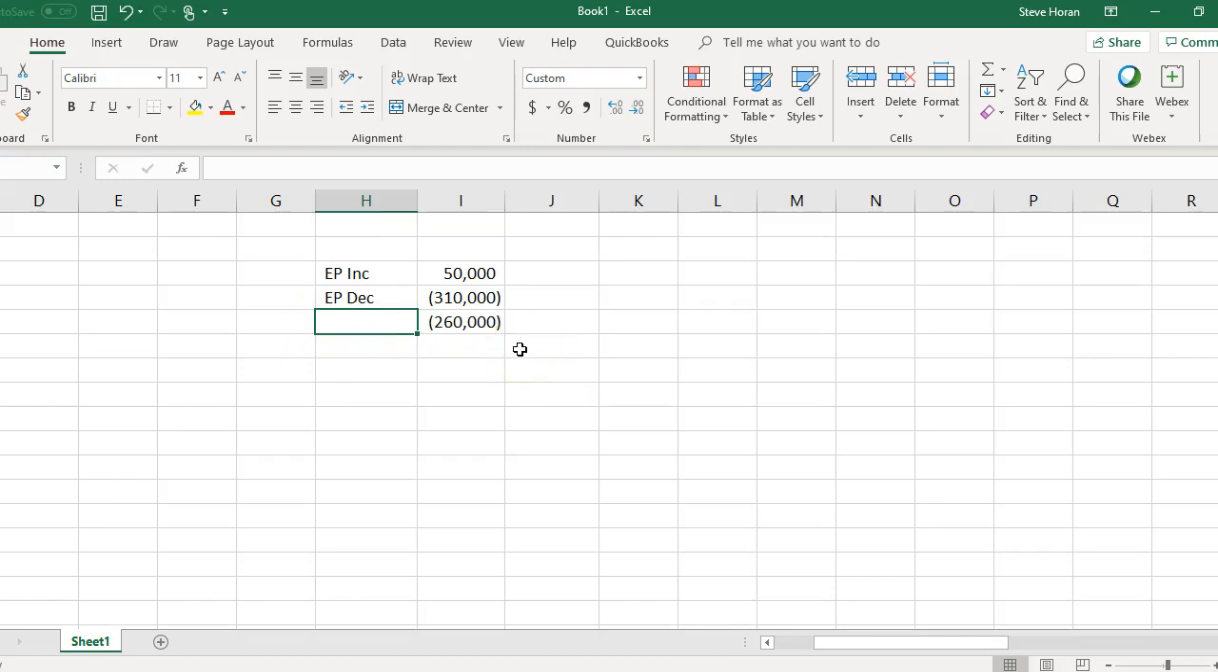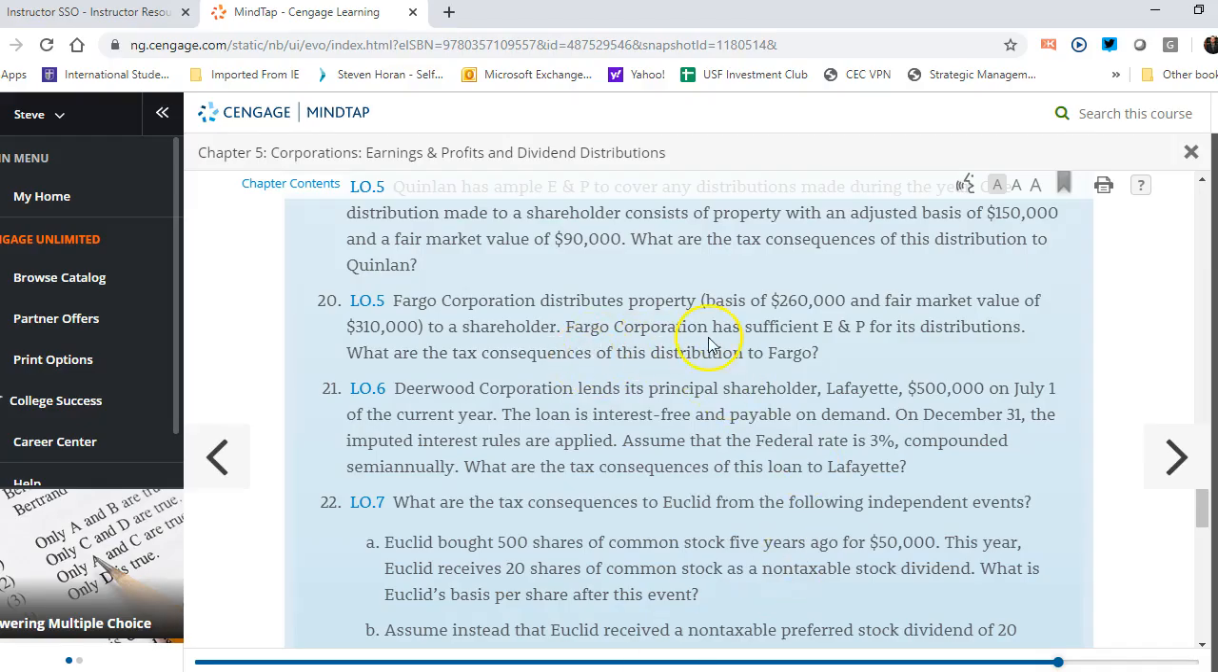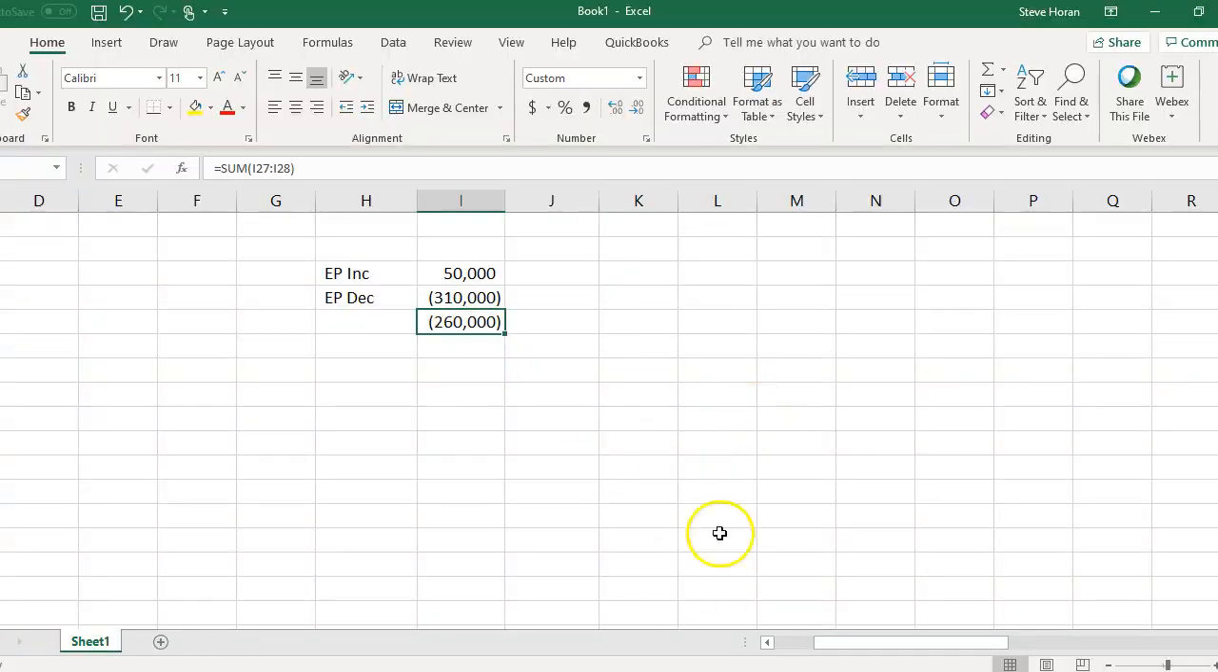The shareholder, remember, they receive the property at fair market value. So the shareholder receives a dividend of $310,000, assuming Fargo had plenty of E&P. And I think they tell us that it does. And it does say that. So the shareholder receives a dividend worth $310. And then Fargo's E&P goes down net by 260.